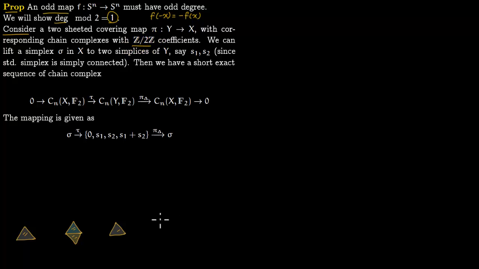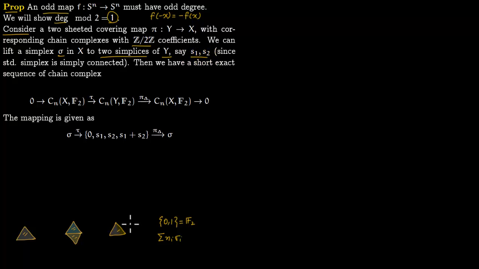Z modulo 2Z means just 0 and 1. We are going to denote this as the field with two elements, F2. So chain complexes have coefficients in 0 and 1, that is, you have chain complexes of the form sum of n_i sigma_i, where n_i is just 0 or 1. So you have this two sheeted covering map. Then we can lift a simplex sigma in X to two simplices of Y, say s1 and s2, because it's a two sheeted covering map.